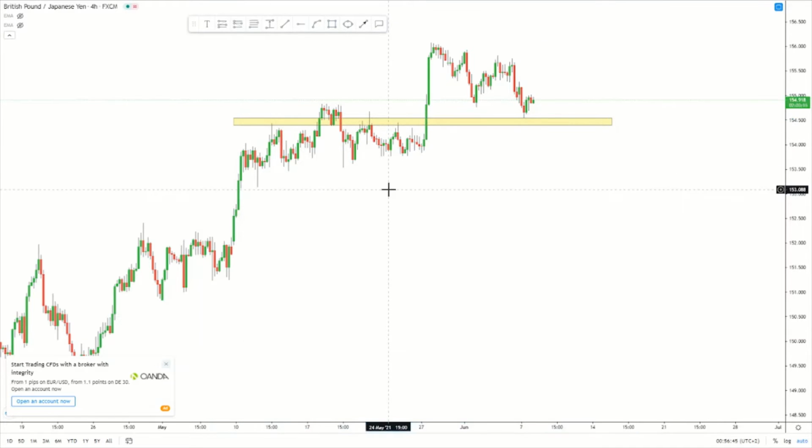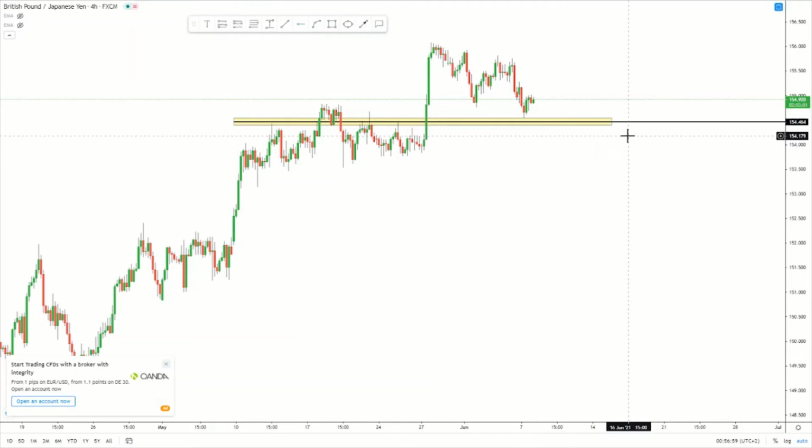Let's see. Alright, so the reason I put this area in, you can see we've got a break above. It fails to hold above that level, comes below, rejects that area and comes back up. So this is a key area for me. And now we see it came to touch this area again.